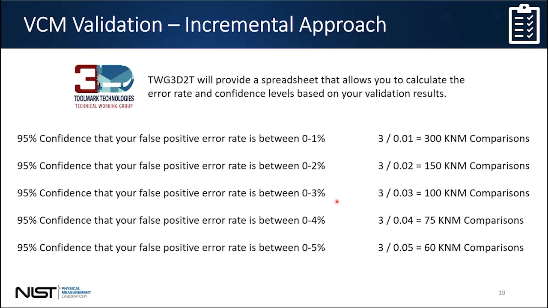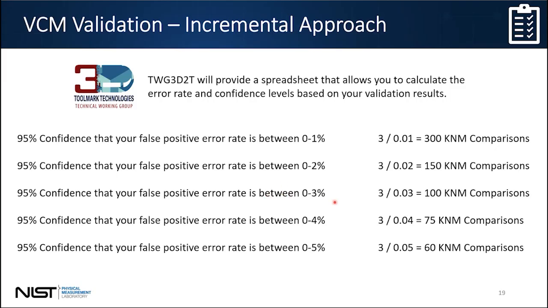But what we're proposing now is start your validation with some number. The TWIG is going to provide you a certain set of comparisons. You fill in your comparisons, and whatever that number is, let's say you only ran 100 known non-matching comparisons for your validation, then that's what you quote.